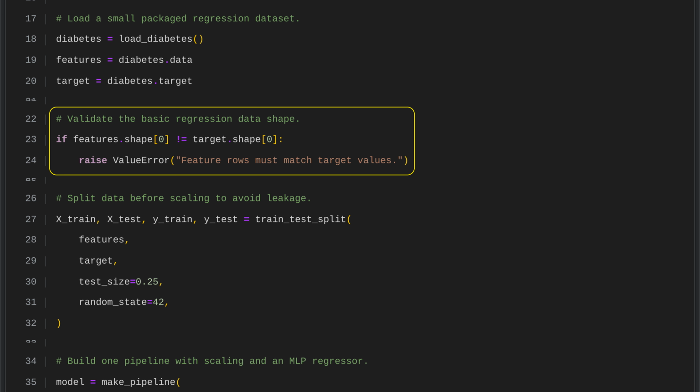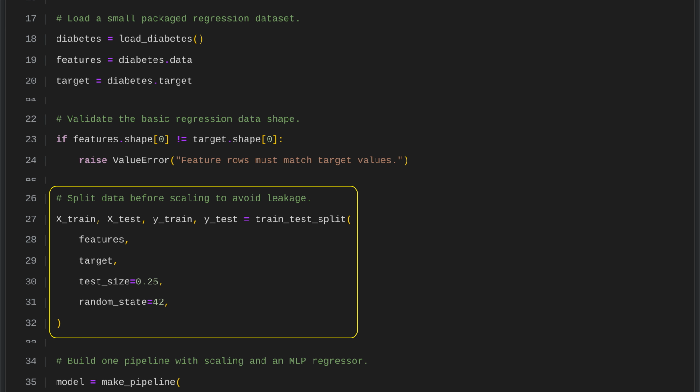The code first checks that the feature data and target data have the same number of entries. This ensures each set of features has a matching target value before training a regression model. If they do not match, it raises an error to prevent problems during training and evaluation.